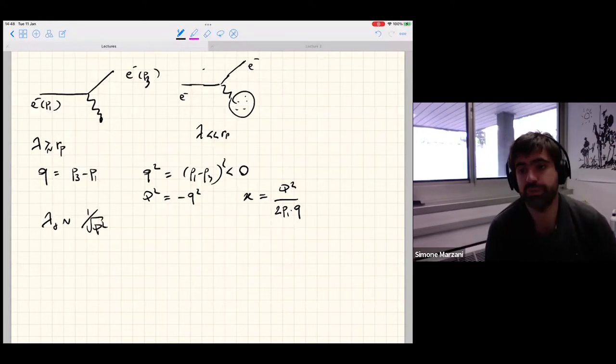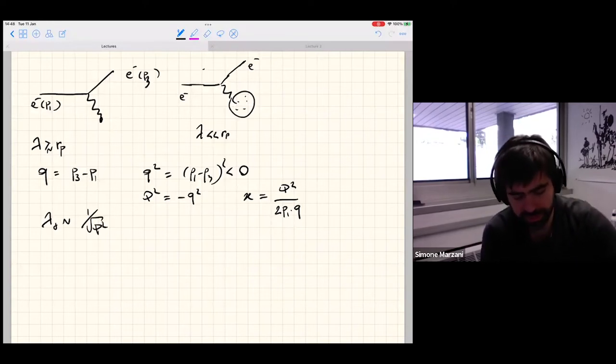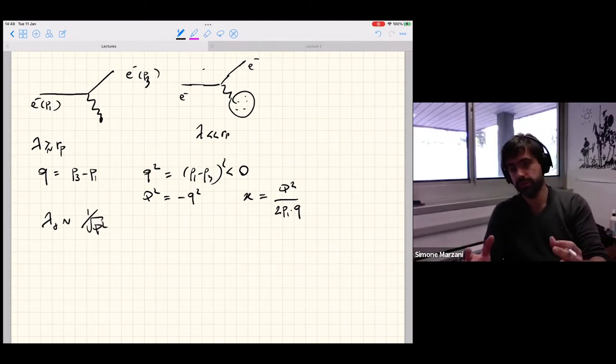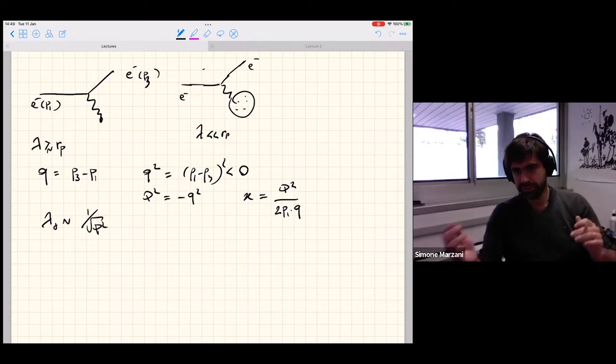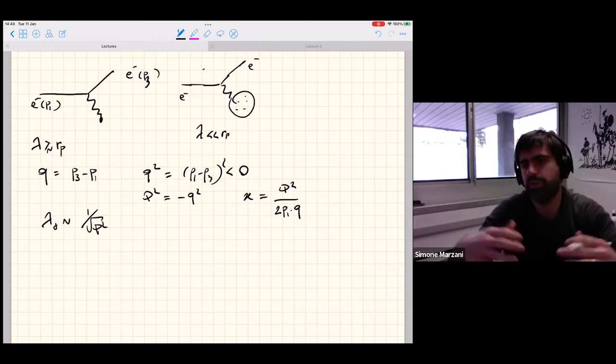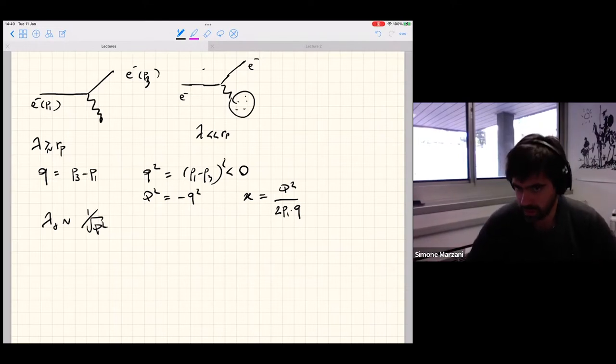And what are the outcomes of these experiments? In this type of experiment, where lambda is much less than the proton radius, it means that Q squared is much larger than the mass squared of the proton. These experiments are called deep inelastic scattering experiments because really what we do is that we destroy the proton. In the final state, we don't really have a proton, we have a bunch of hadrons that we don't really reconstruct.